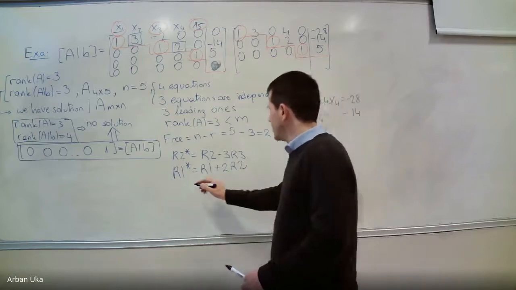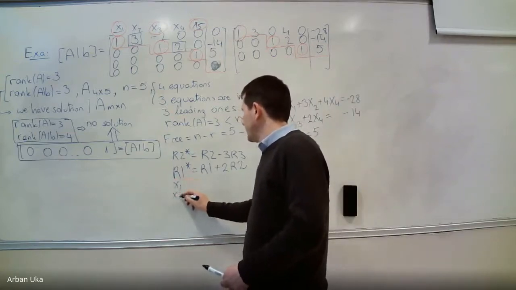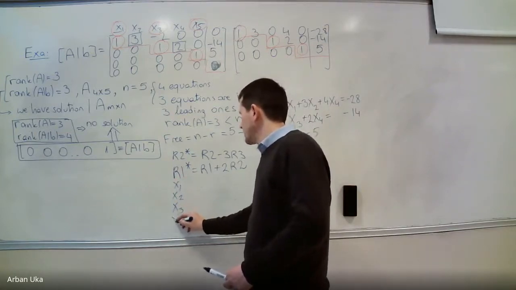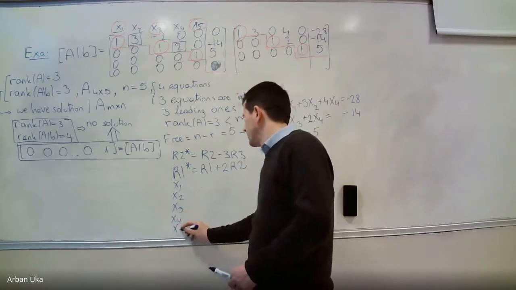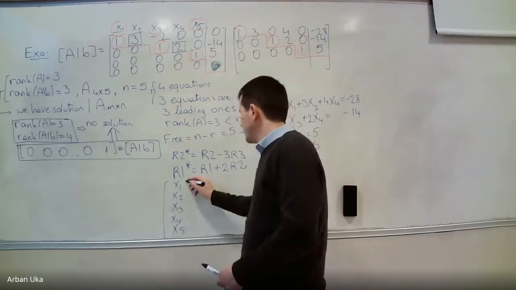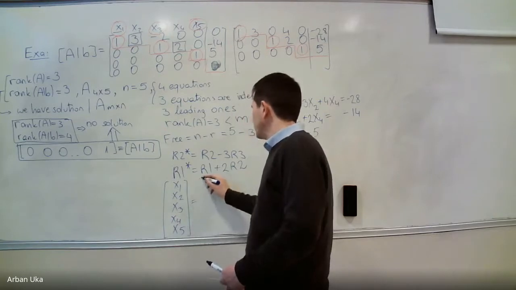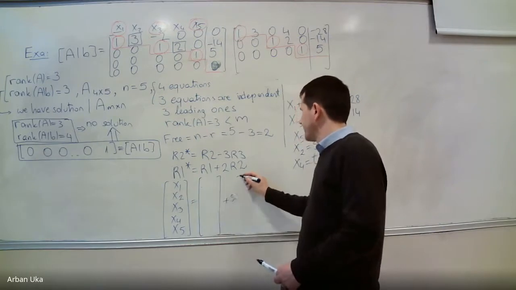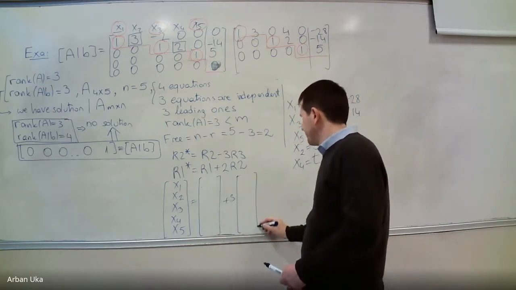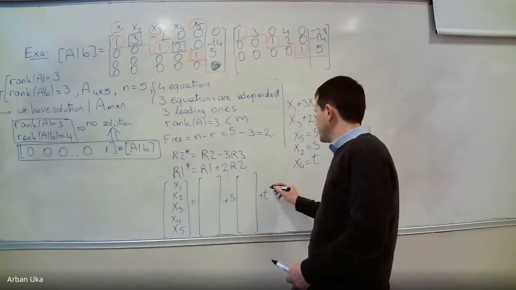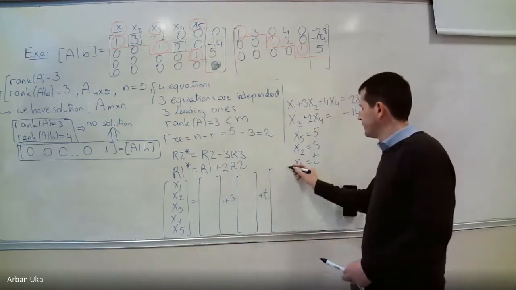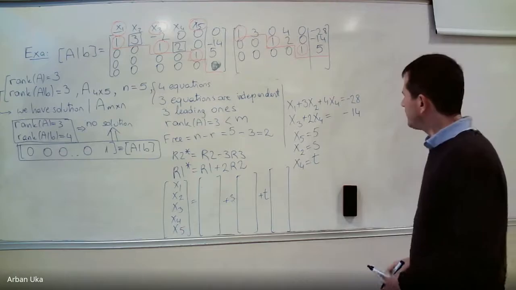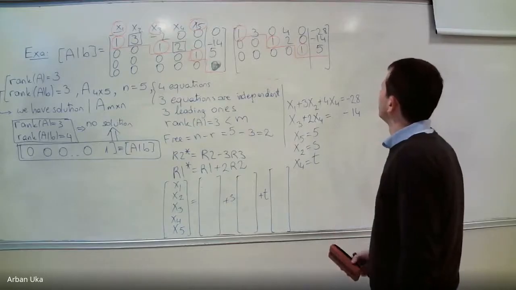So the next step is we need to write x1, x2, x3, x4, and x5. This is all equal to a constant vector plus s times a vector plus t times a vector. But for x4, isn't x4 known, because in the first two equations we have x4?